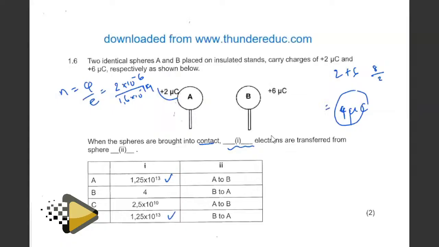I have option A and option D. Then I need to know, where will the electrons be moving from? Is it A to B or B to A? Okay, so in this case, this +6 is more positive than the +2, which means the electrons will be transferring from A to B so that they lower this positivity to just a 4. So I'll go with A.